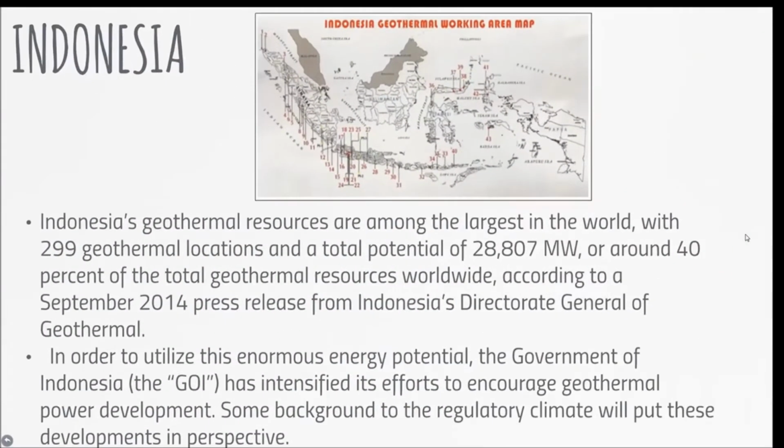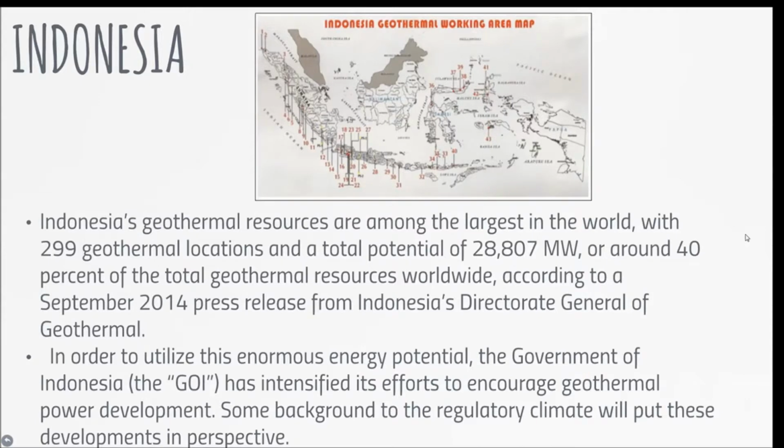Indonesia. Indonesia's geothermal resources are among the largest in the world, with 299 geothermal locations and a total potential of 28,807 MW, or around 40% of the total geothermal resources worldwide, according to a September 2014 press release from Indonesia's Directorate General of Geothermal.